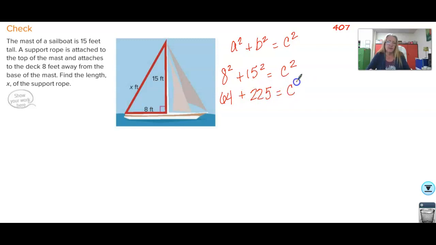Pretty sure. Well, c squared. And then we're going to have to add these together. I'll check the 15 squared. Yep, 225. And then add that to 64. And we have 289. Oh, I know where this is going.